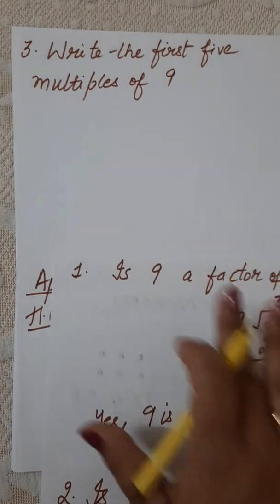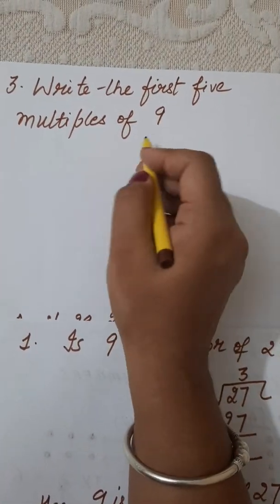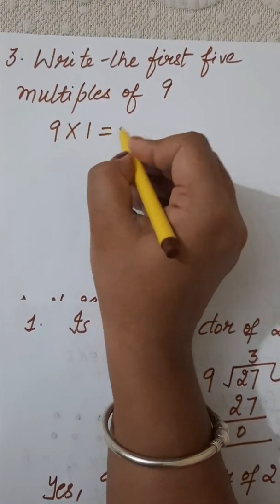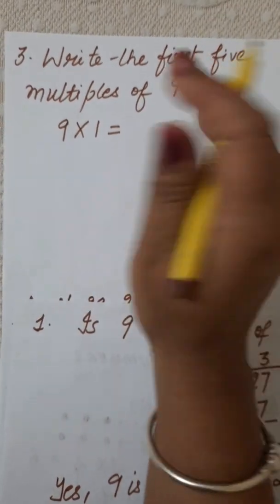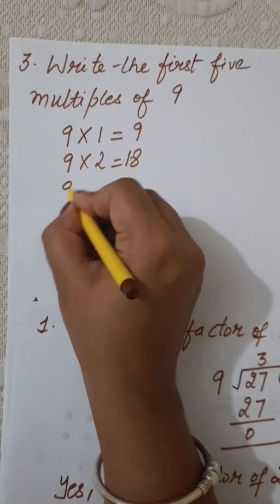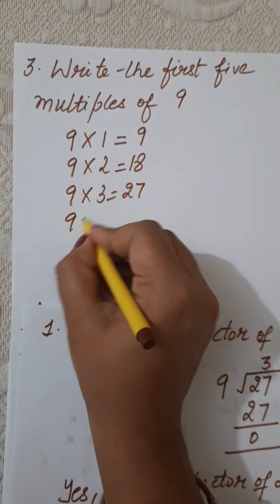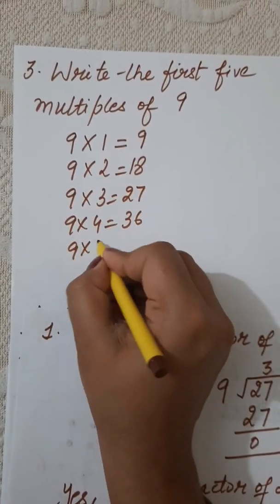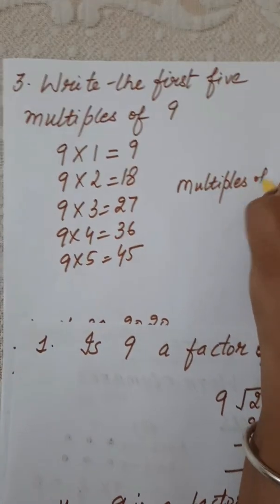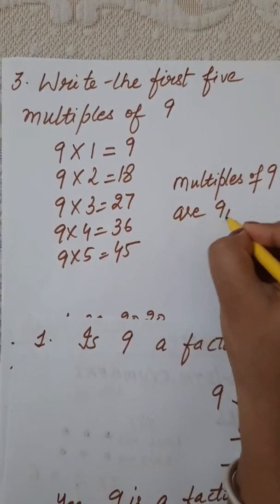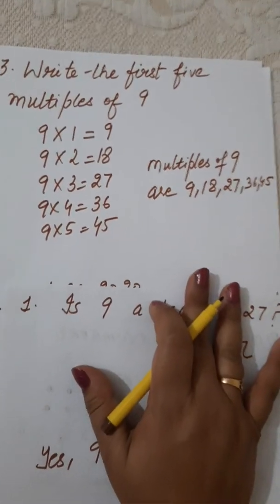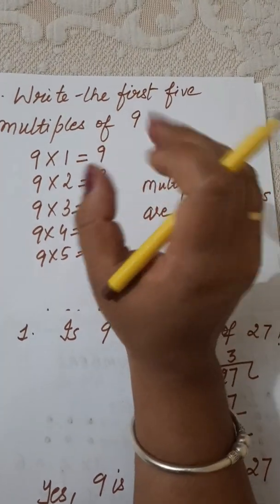Now the third question is: write the first 5 multiples of 9. We know that to find the multiples, we just multiply the given number by 1, 2, 3, 4, 5, and so on, as asked in the question. 9 1s are 9, 9 2s are 18, 9 3s are 27, 9 4s are 36, 9 5s are 45. So I can write: multiples of 9 are 9, 18, 27, 36, 45. So these are the first 5 multiples of 9.